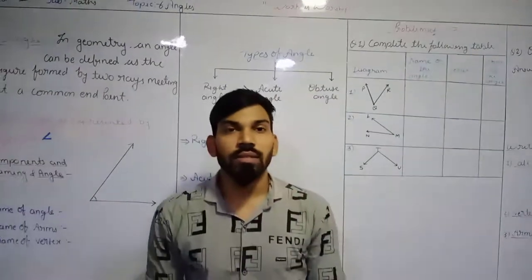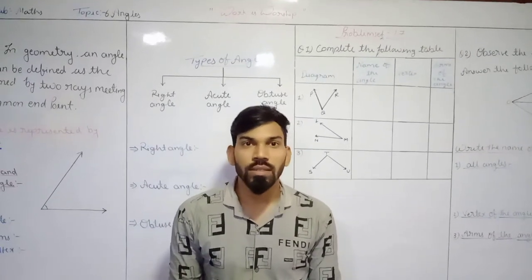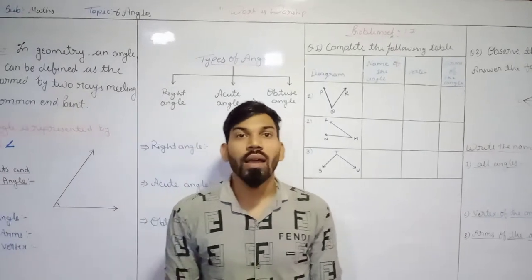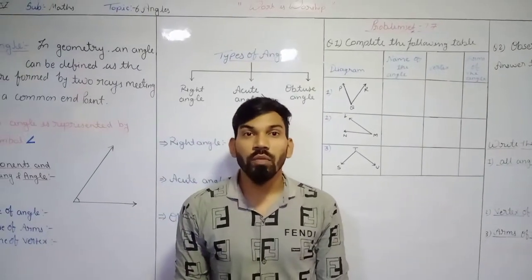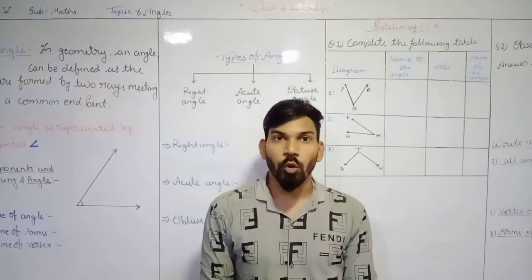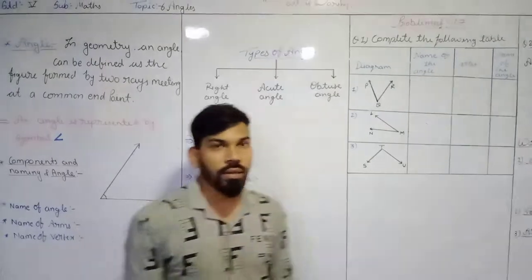Good morning, students. Today we are going to start a new chapter. Chapter number 6. The name of the chapter is angle. What is an angle? Angle means a figure formed by two rays meeting at one common endpoint. That is called an angle. So let's see in detail.